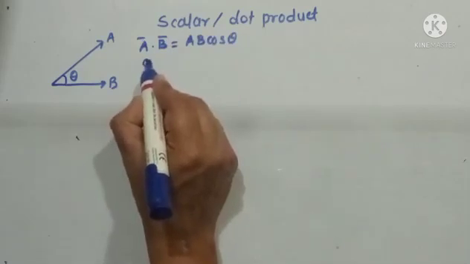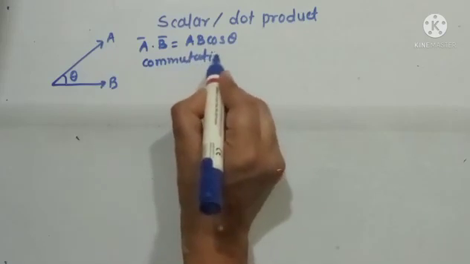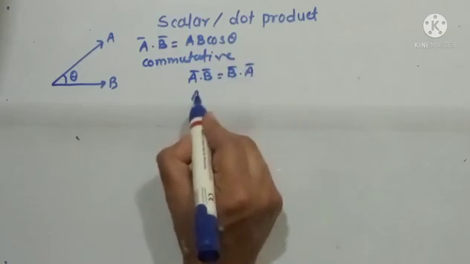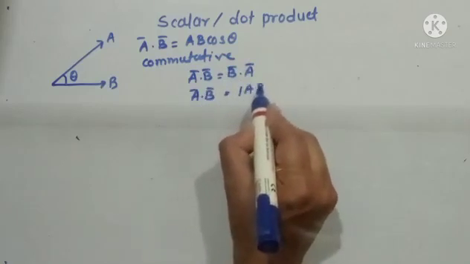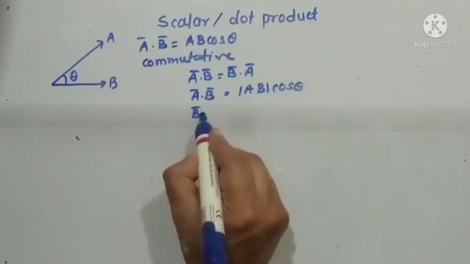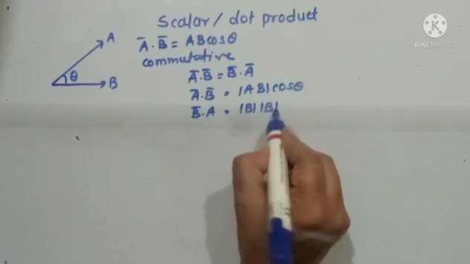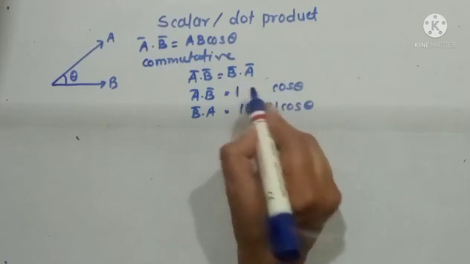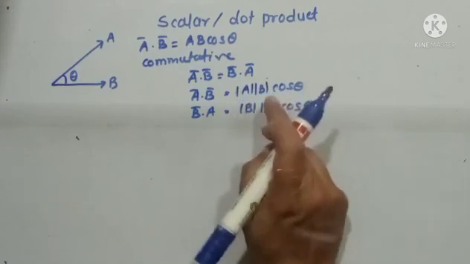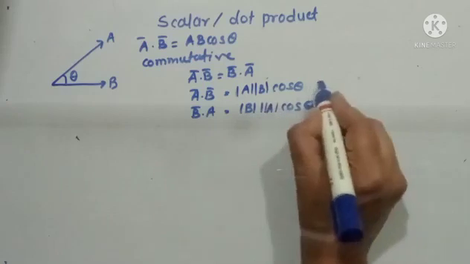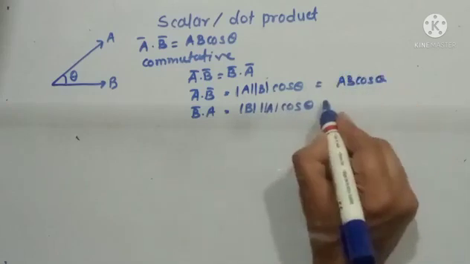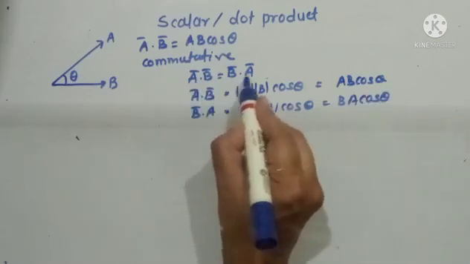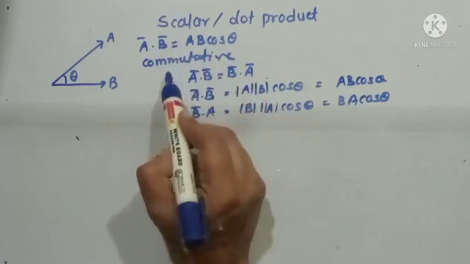Scalar product is commutative. Commutative means A dot B is equal to B dot A. We can prove this. We know that A dot B will be AB cos theta, and B dot A will be vector B into vector A into cos theta. So this will be AB cos theta, and this will be BA cos theta, and both have the same meaning. Therefore, we can write that A dot B is equal to B dot A, and we can say that the scalar product is commutative.